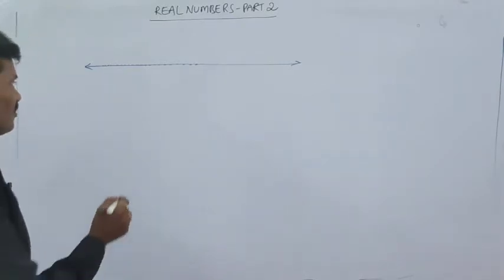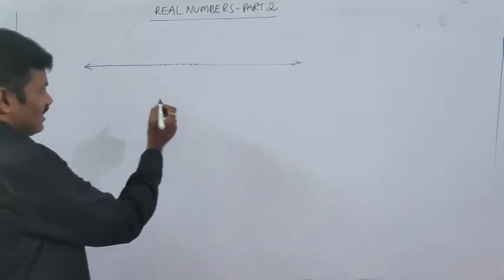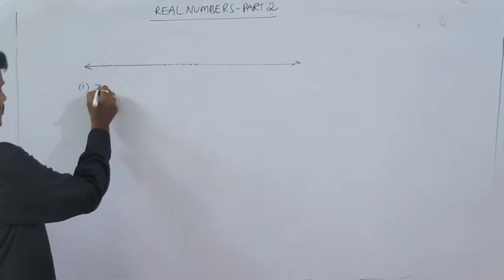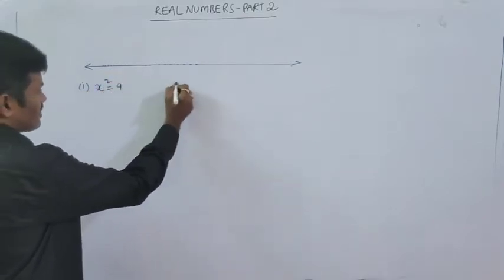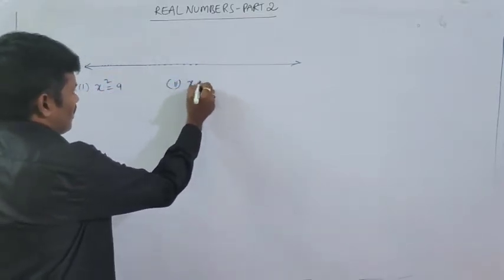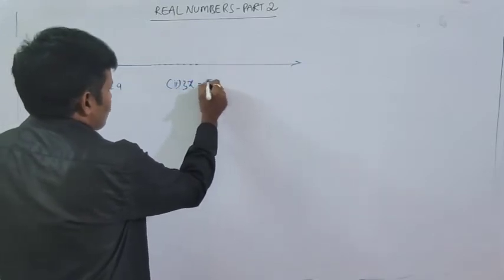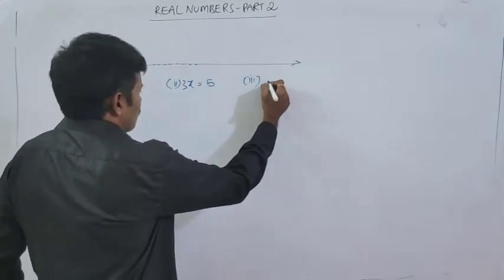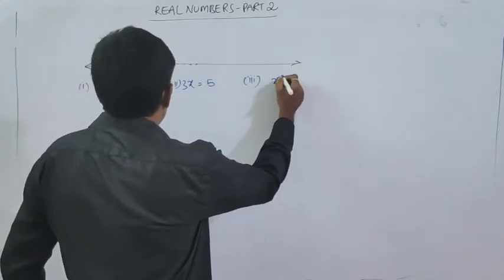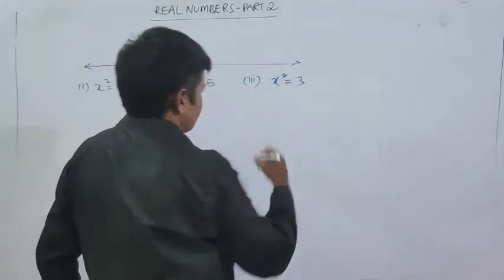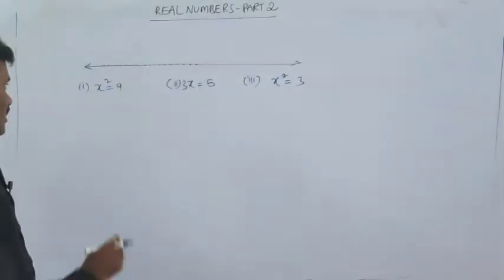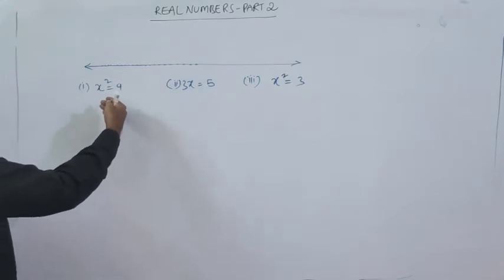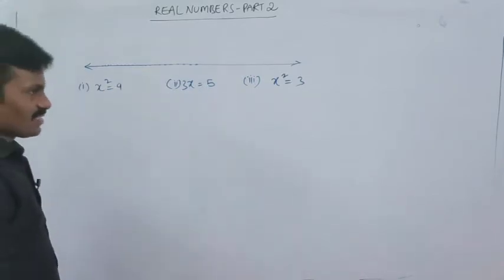Now we will consider some equations. x square is equal to 9, and the second equation 3x is equal to 5, and the third equation x square is equal to 3. So these three equations, now we will plot the solutions of these three equations.